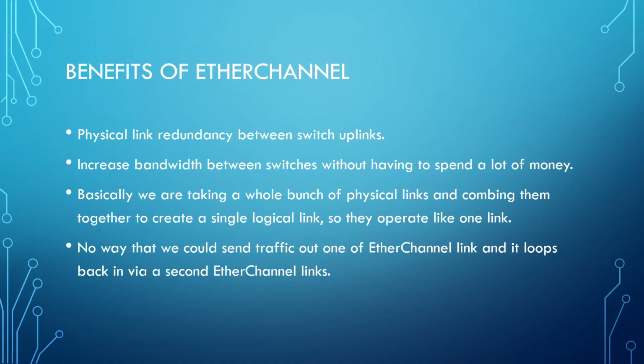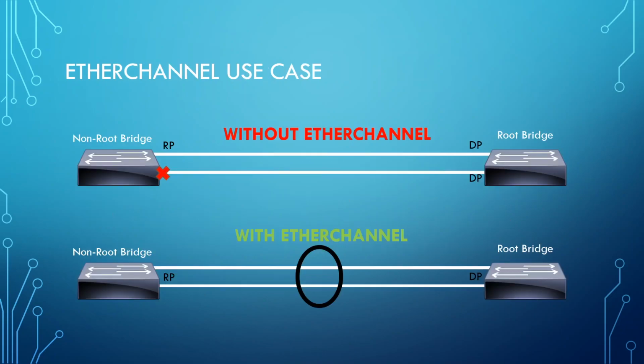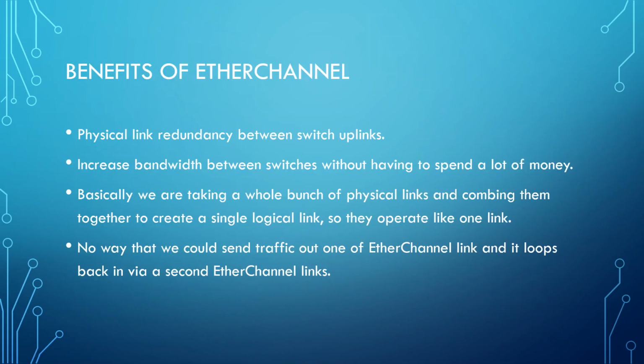So, benefits of EtherChannel, pretty self-explanatory if you ask me. Physical link redundancy between switch uplinks. So now we can have two links going between our switches. 2 links, 3 links, you name it. And so if this link goes down, no problem. I can still use this path. The reason being, I've got a spare link. I have a redundant link.